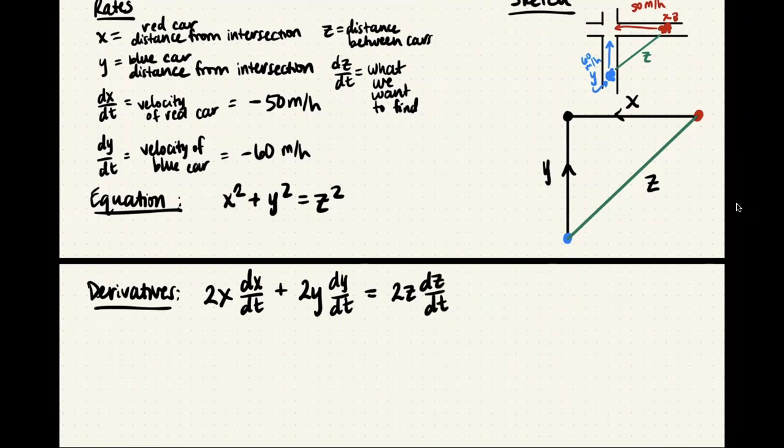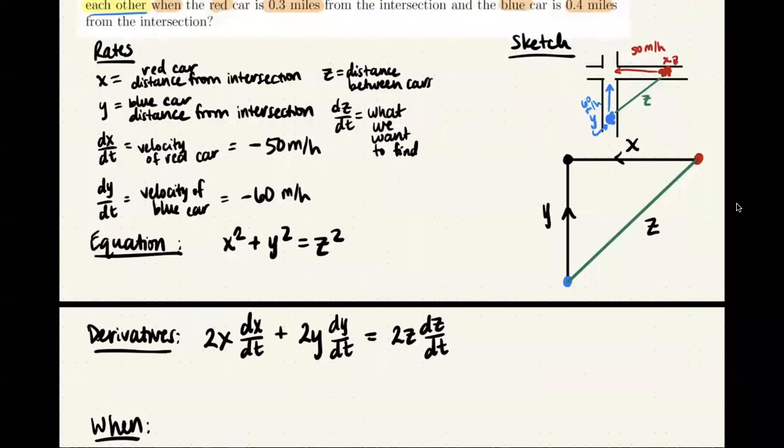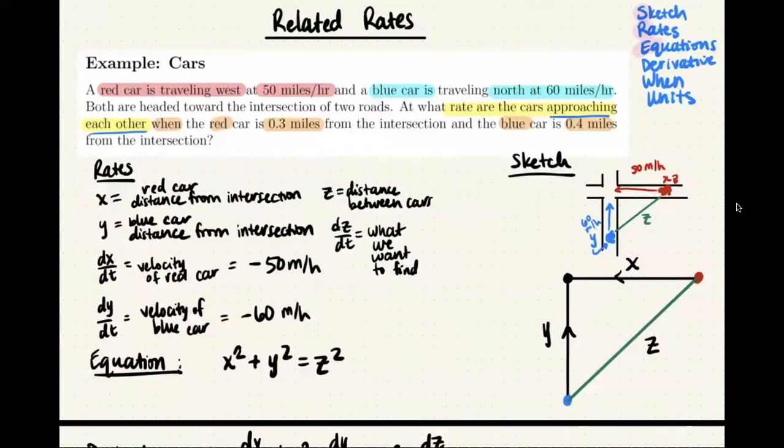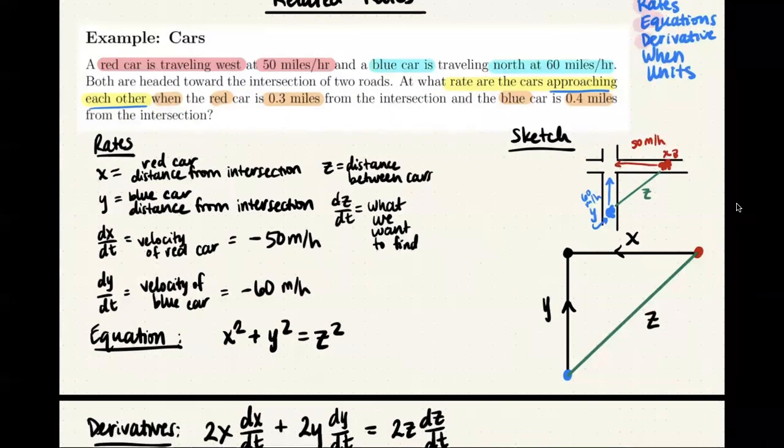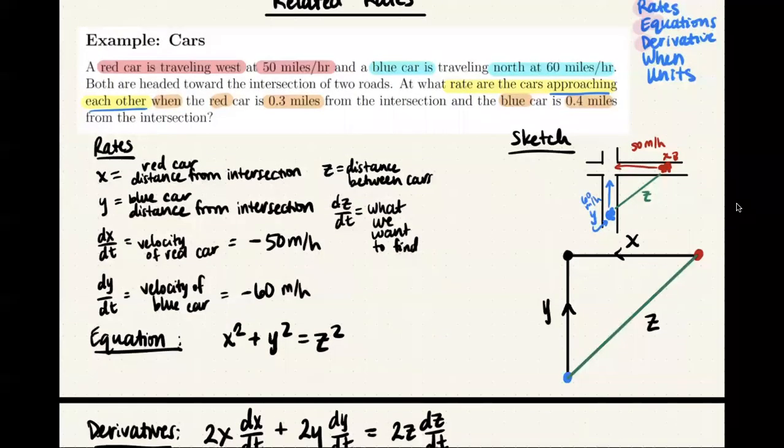Okay, great. Now, we're really at the "when" stage of our acronym. Remember, maybe I didn't point to it too much, but I had my little SREDWU. We did the sketch, we did the rates, we did the equations. Now we're at the derivative. Nope, we took the derivative. Now we're at the when.